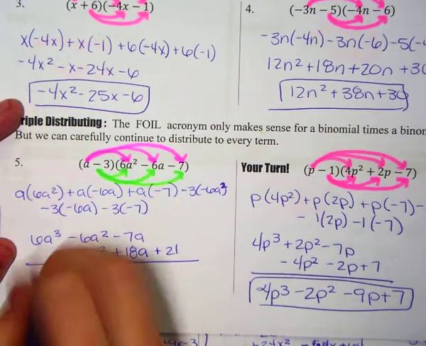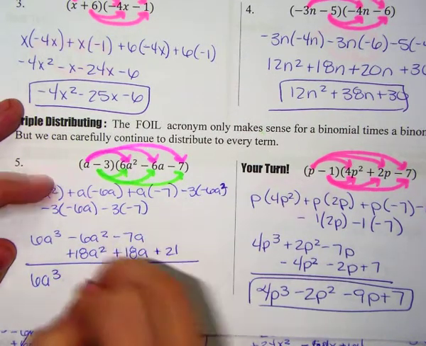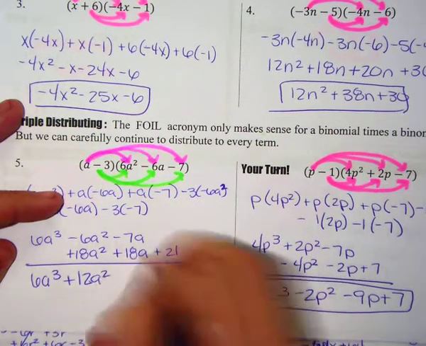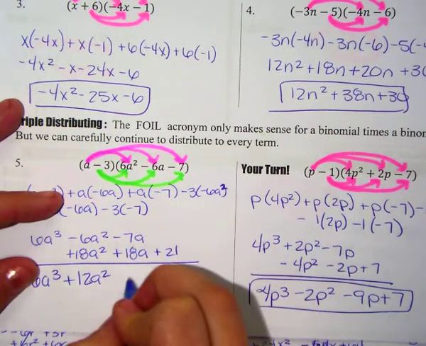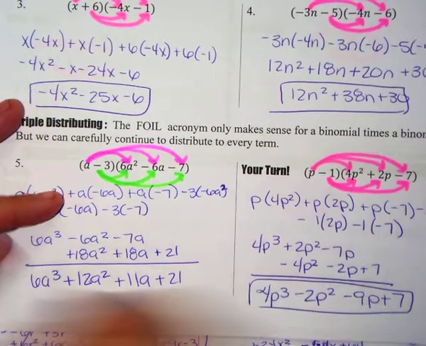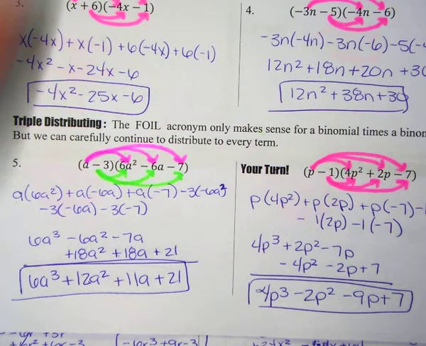Combine like terms. 6a to the third. Signs are different, so subtract the numbers. Keep the sign with the larger number. Subtract the numbers. Keep the sign with the larger number. And there's your answer.